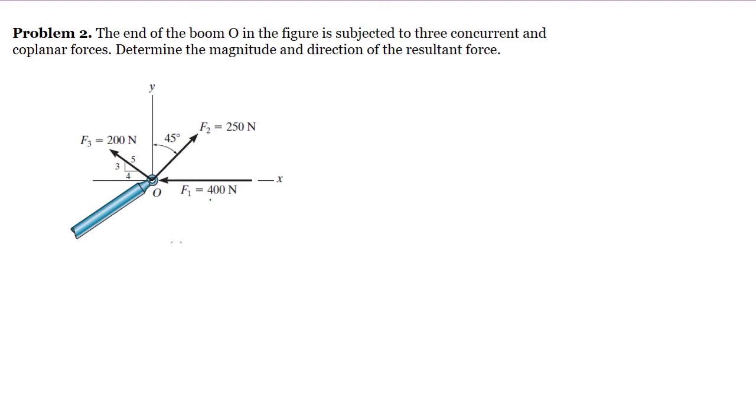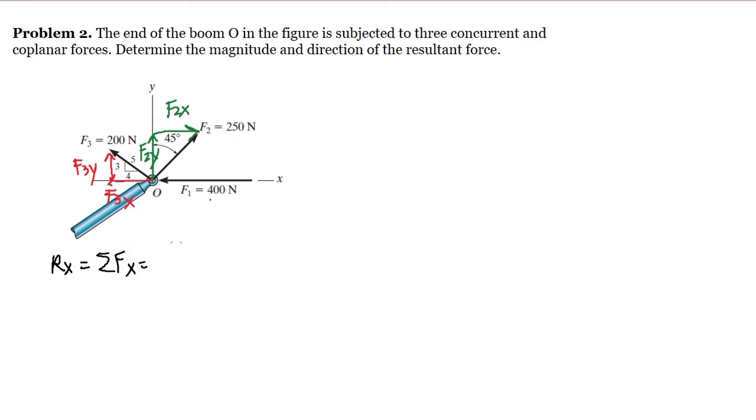For the F2 here, you have the F2x directed to the right, F2y directed upward. Now for F3x, this is directed to the left, and F3y, this is directed upward. Now, for the resultant force along the x direction, that's Rx, this is just equal to the summation of the forces along the x direction.